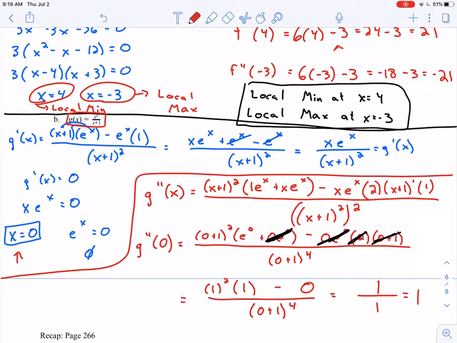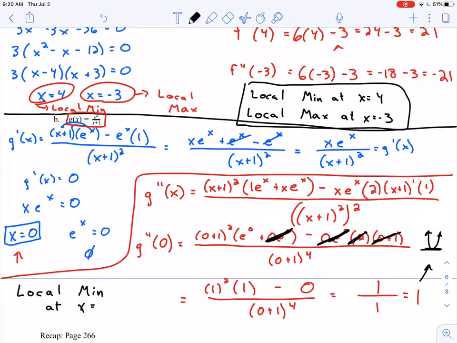What does this mean? Well, remember we're doing the second derivative test. This is talking about g double prime right here. So what I've figured out is that at 0, my second derivative is a positive 1. Positive 1. Let's draw this out. If my second derivative is positive, it's concave up. What's going on right there? I have a local minimum.